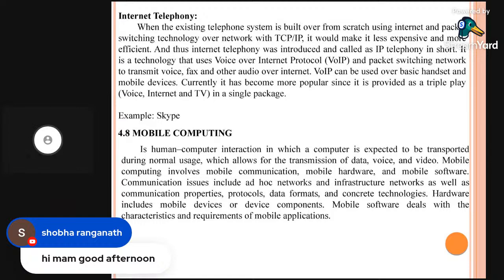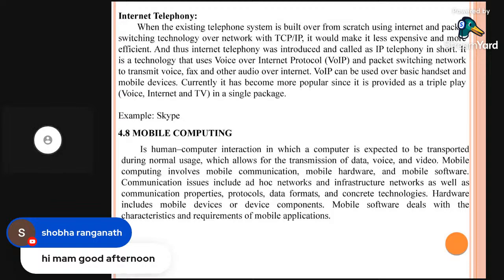Now let us understand mobile computing. In human computer interaction, a computer is expected to be transported during normal usage, which allows for transmission of data, voice and video. Mobile computing involves mobile communication, mobile hardware, mobile software, all these things. Communication issues include ad hoc networks, where ad hoc means improvised network, then infrastructure networks as well as the communication properties, protocols, data formats, and concrete technologies.